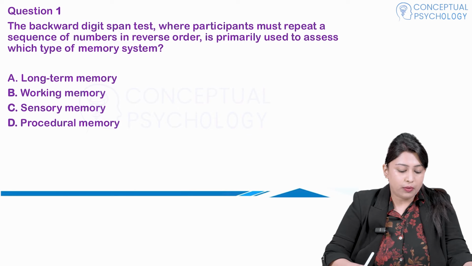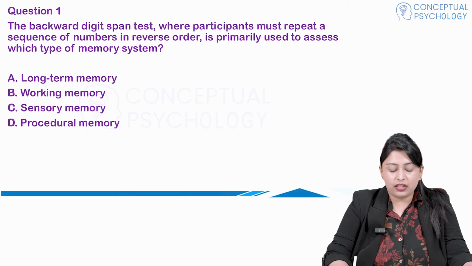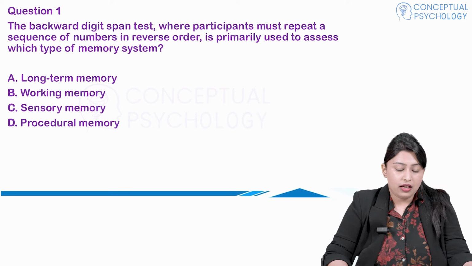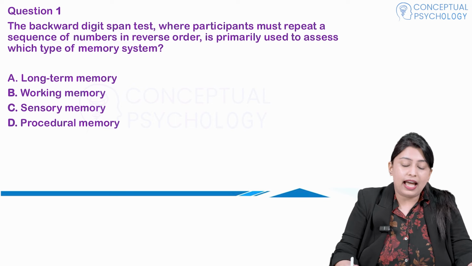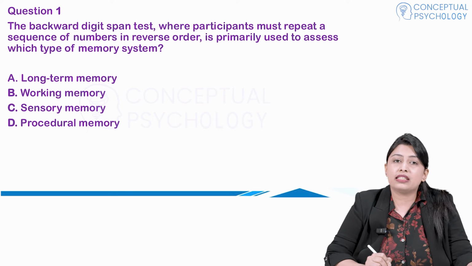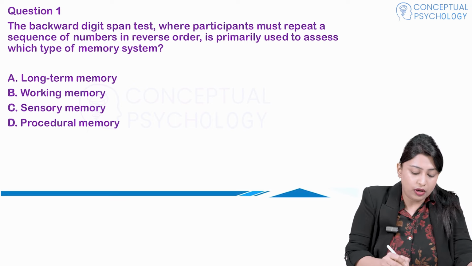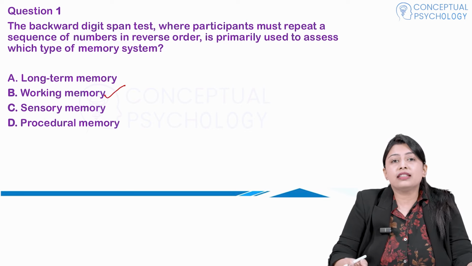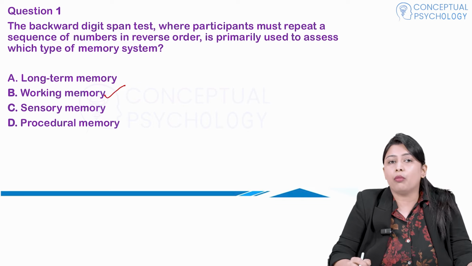So the first question is: the backward digit span test, where participants must repeat a sequence of numbers in reverse order, is primarily used to assess which type of memory system? So here the correct answer would be that the backward digit span test primarily measures working memory. That is specifically the central executive component of Baddeley's working memory model.